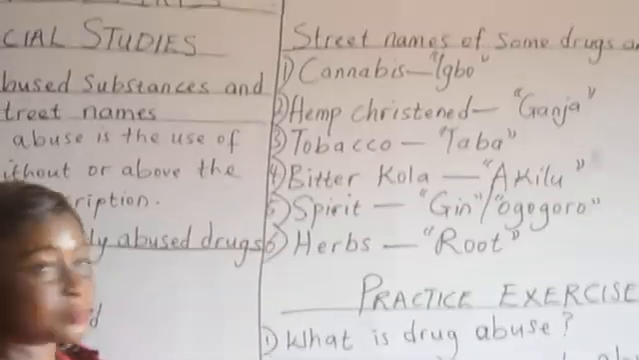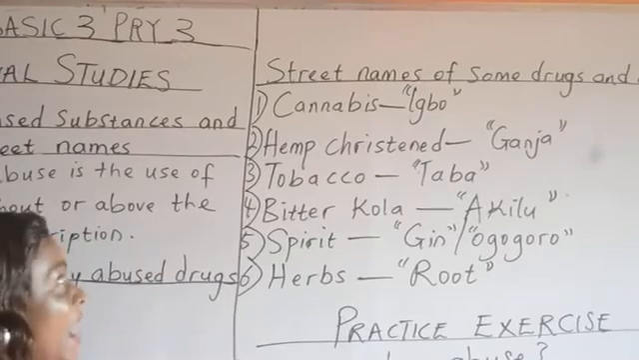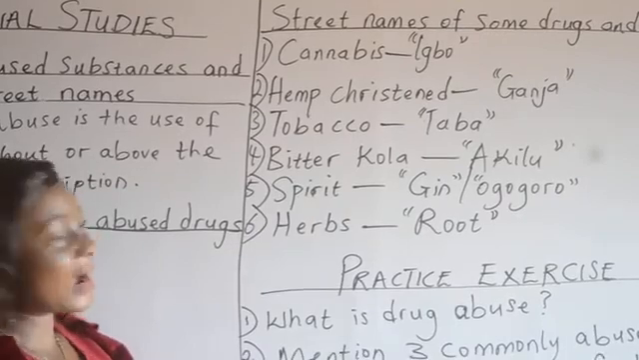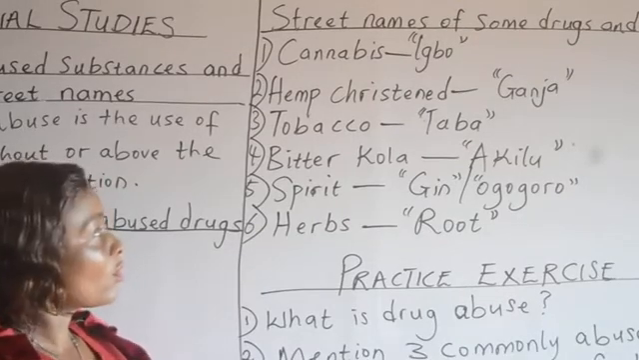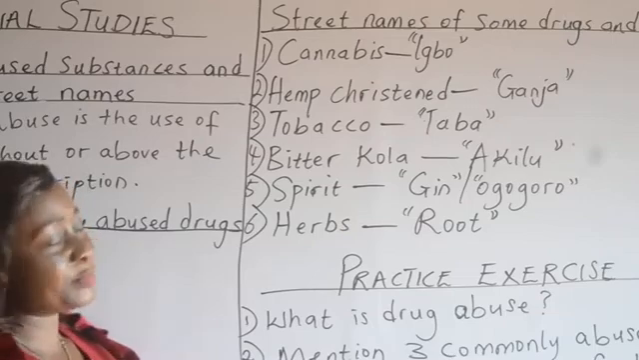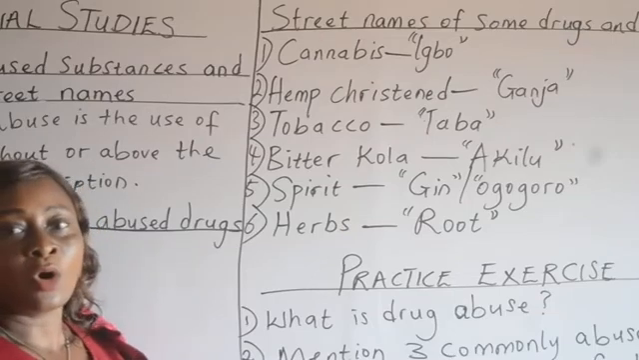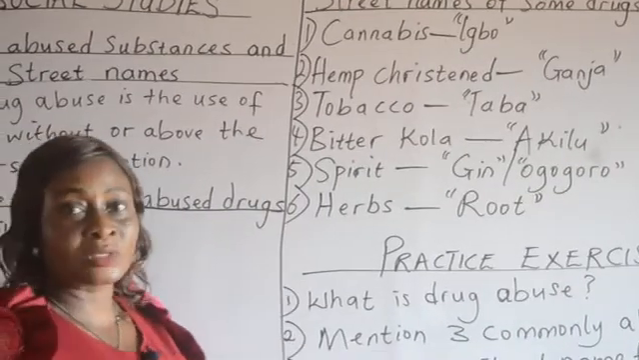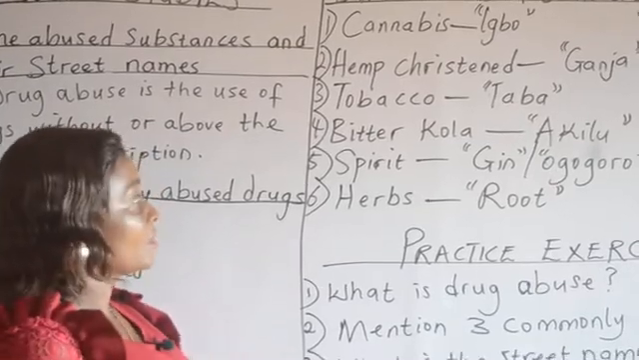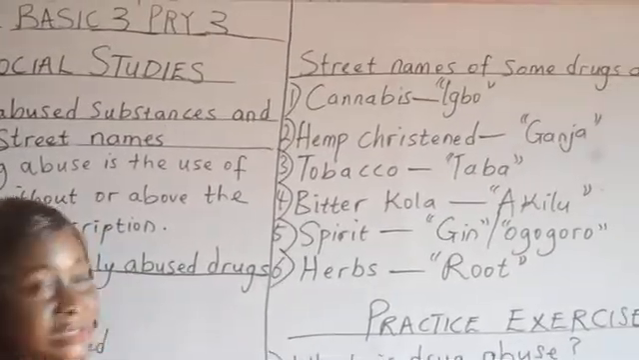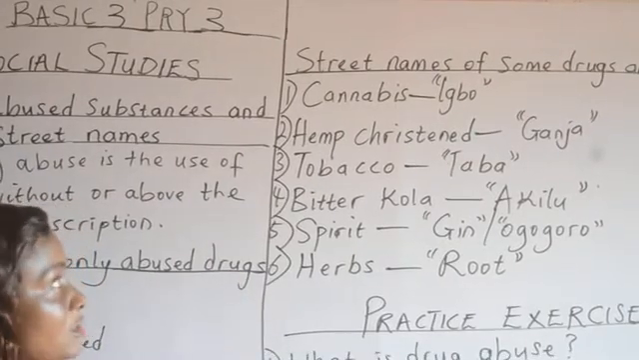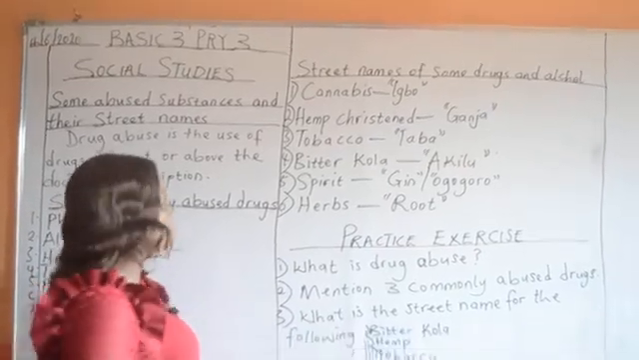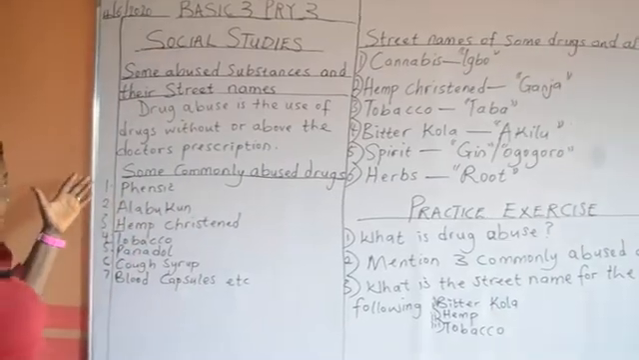Let me take them once more. Igbo is the street name for cannabis. Ganja is the street name for hemp. Taba is the street name for tobacco. Akilu is the street name for bitter cola. Gin or ogogoro is the street name for spirits. Root is the street name for herbs. So these are some of the street names for some commonly abused drugs and alcohol as well. Alright, once again, let's take a recap.